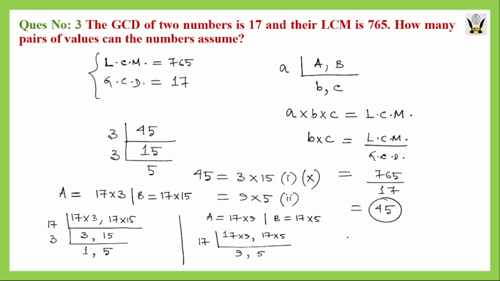That means we can say that A could be 17 multiplied by 9, and in that case B will be 17 multiplied by 5. This is one possibility. Or else A could be 17 multiplied by 5, that is also possible. We can interchange these two values. So 17 multiplied by 5, and in that case B will be 17 multiplied by 9. This is another possibility. So these are the two possibilities that we can have if the GCD of those two numbers is 17 and LCM is 765.